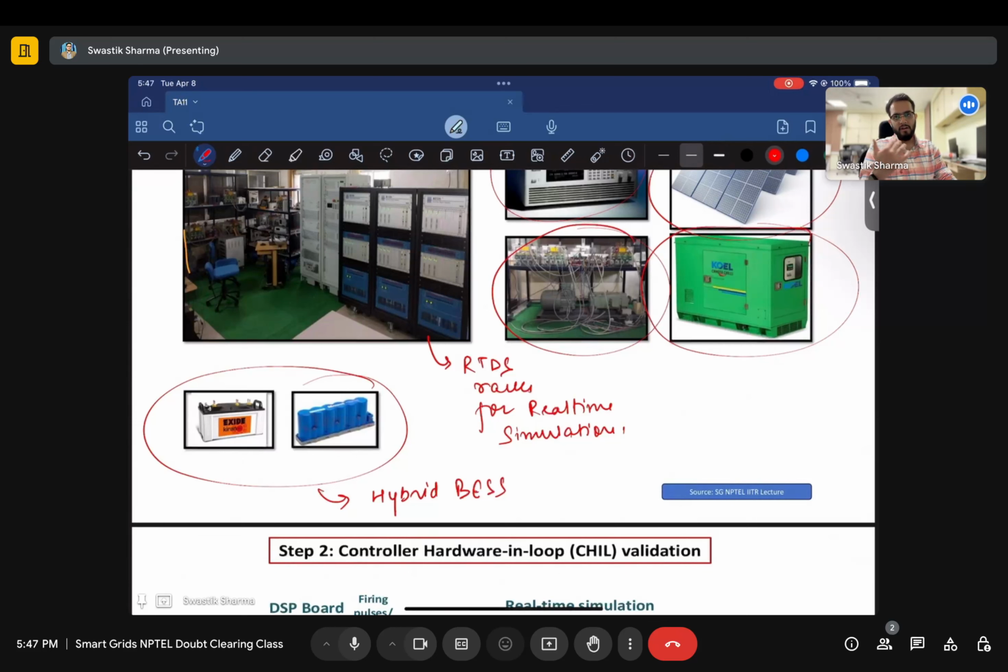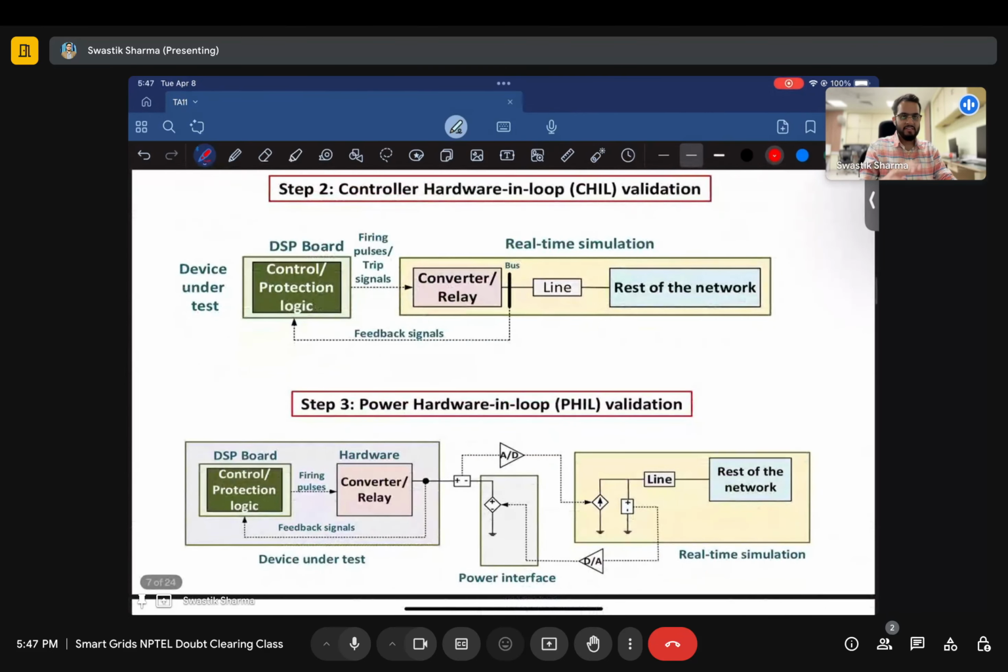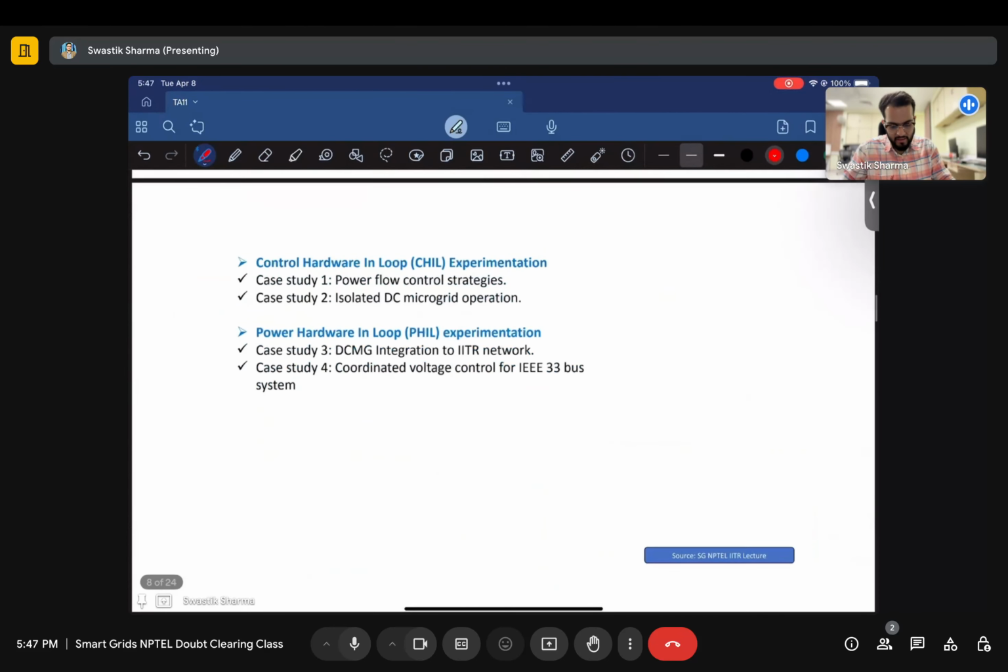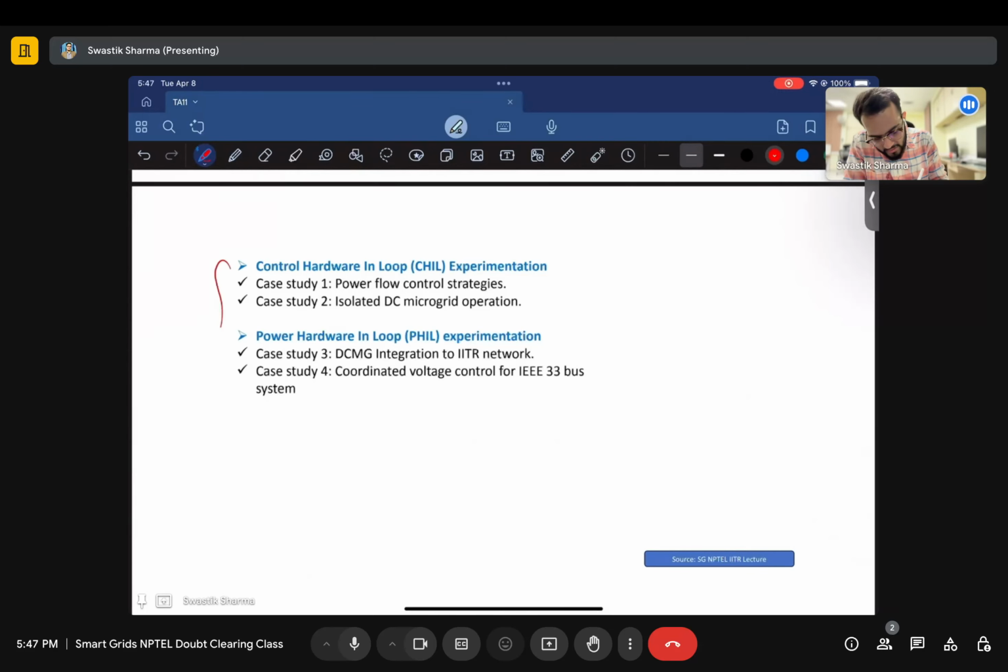So this is what the instructors' hardware was, and then they did CHIL, PHIL validation. I won't go into their details. They simulated four different case studies. The first two case studies were control hardware in loop validation, where they talked about the power flow control strategies that we just discussed, and the isolated DC microgrid operation.